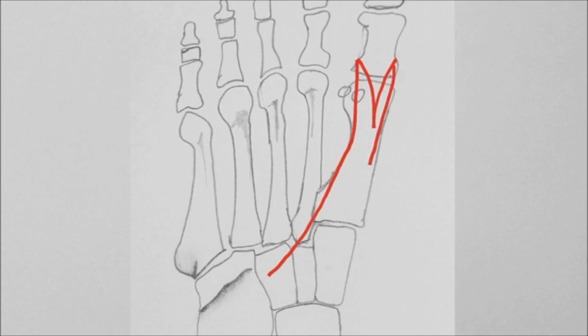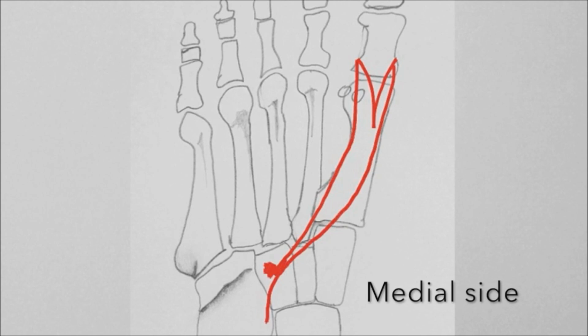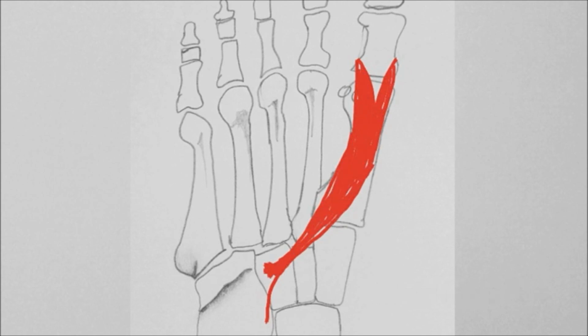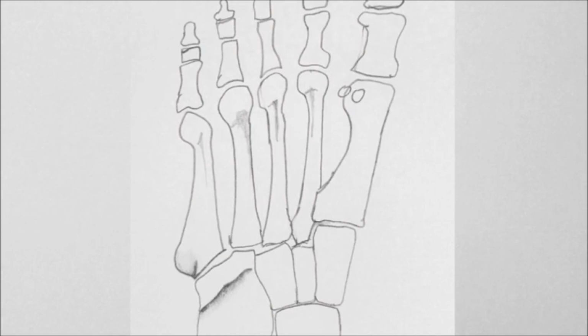Superficially, the flexor hallucis brevis originates from the cuboid and medial cuneiform bones and inserts via a divided tendon on the lateral and medial proximal phalanx to give the flexion action.